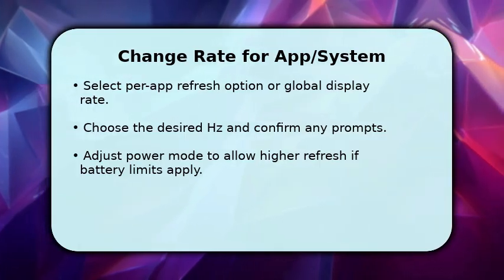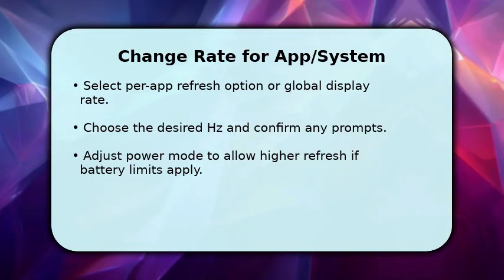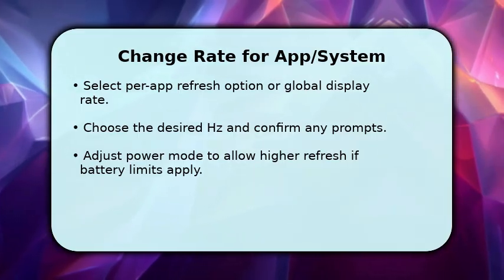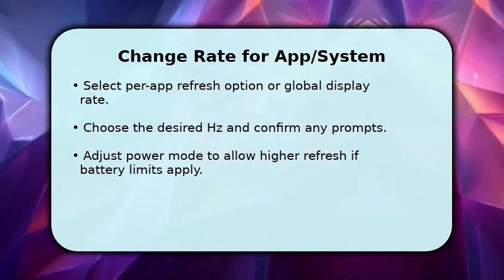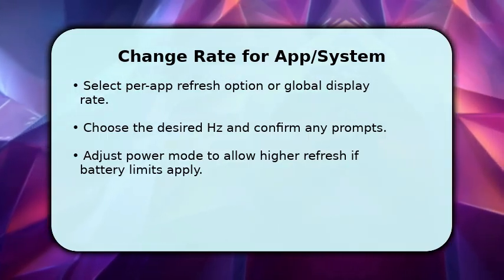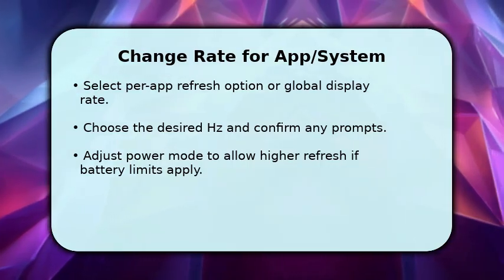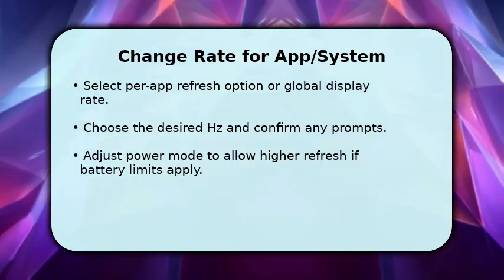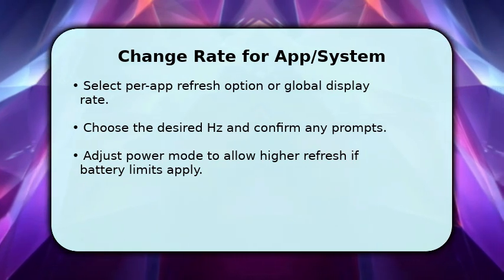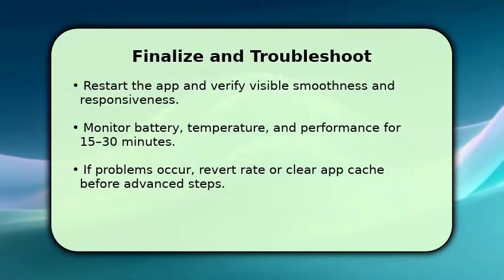Once done, make sure to set your power mode to permit higher refresh rates, because battery saver profiles can clamp the value. If the app still uses the old rate, force stop and relaunch it so the new display timing takes effect immediately. You finish by restarting the app and checking how smooth animations and scrolling feel. This confirms the change worked.